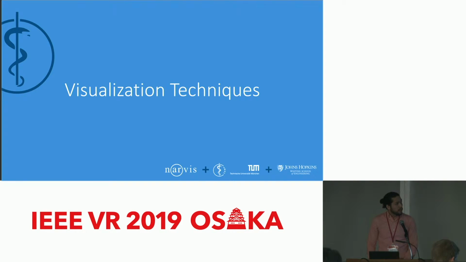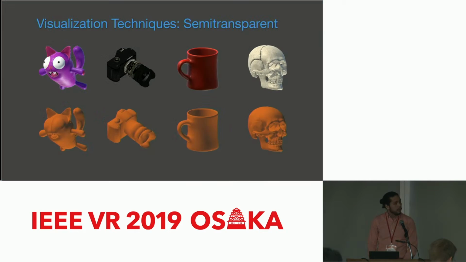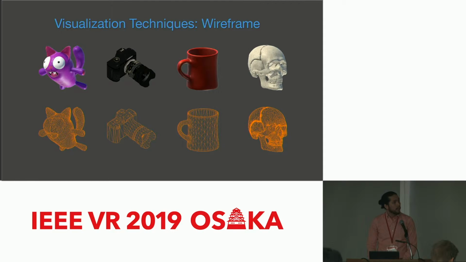These 4 visualization techniques will be listed in the next slide, and you will also see 4 objects that we use later for validation. The first one is the semi-transparent technique. It's basically the same object rendered on a single color with an alpha value of 0.5 in this case. The second one is a wireframe visualization, and with these 2 visualizations we use those that are frequently found in the literature.